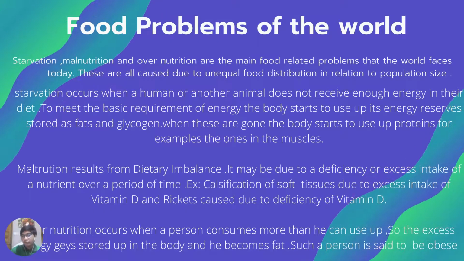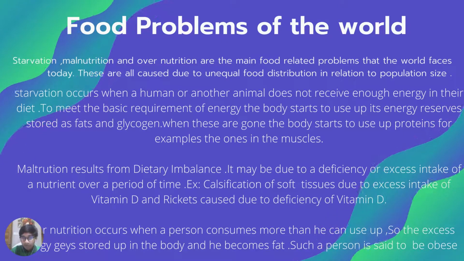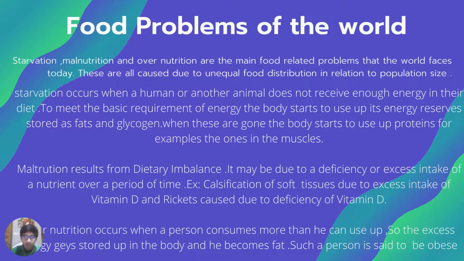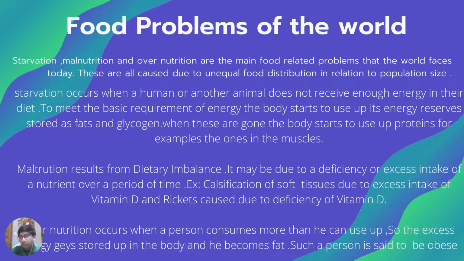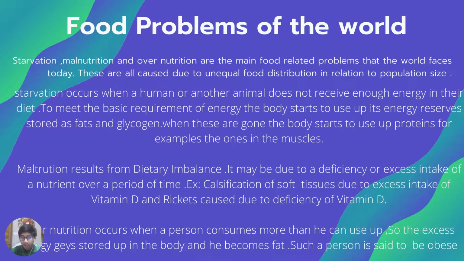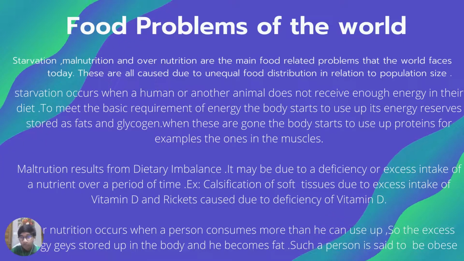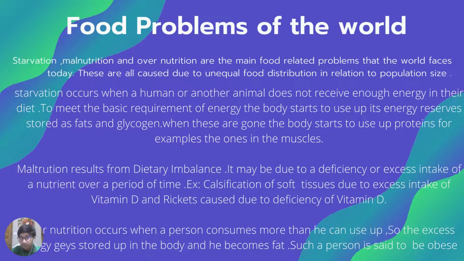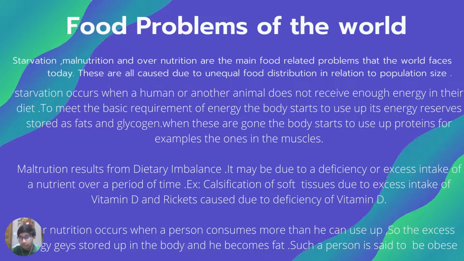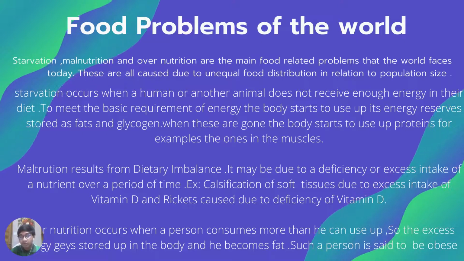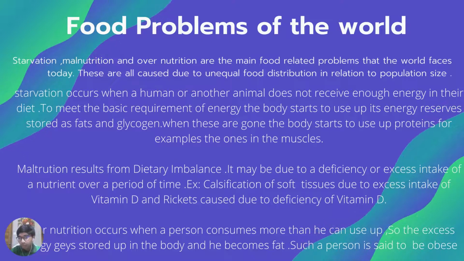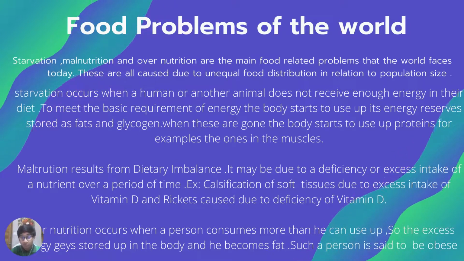Now, food problems of the world. Starvation, malnutrition, and overnutrition are the main food related problems that the world faces today. These are all caused due to unequal food distribution in relation to the population size. Talking about these three problems in depth, starvation occurs when a human or another animal does not receive enough energy in their diet. To meet the basic requirement of energy, the body starts to use up its energy reserves stored as fats and glycogen. When these reserves are gone, the body starts to use up proteins, for example, the ones stored in your muscle.